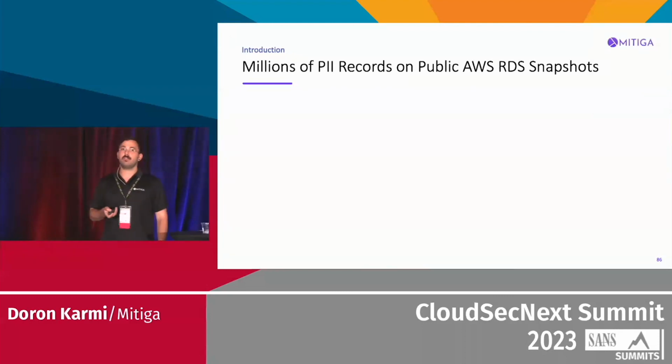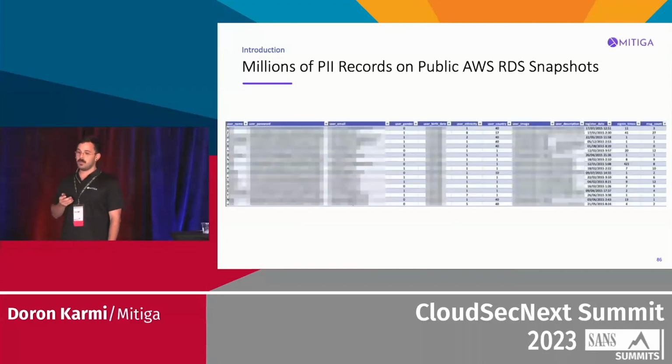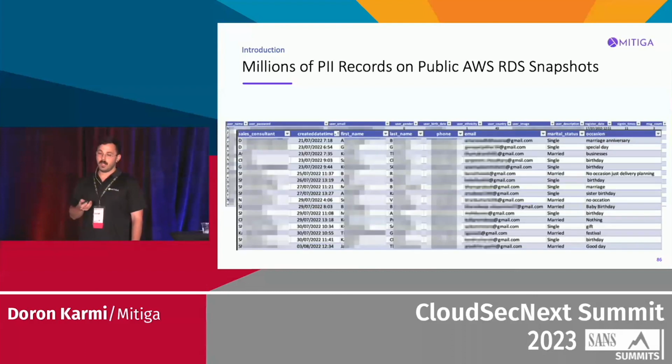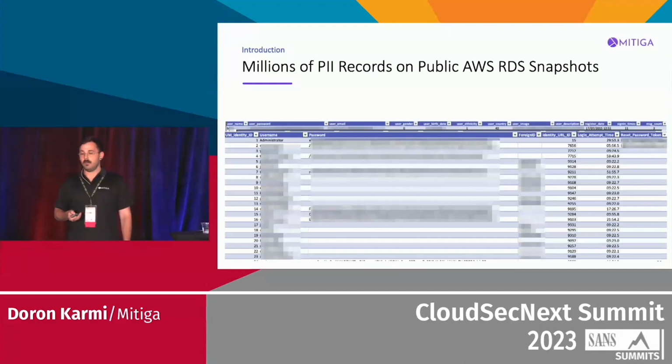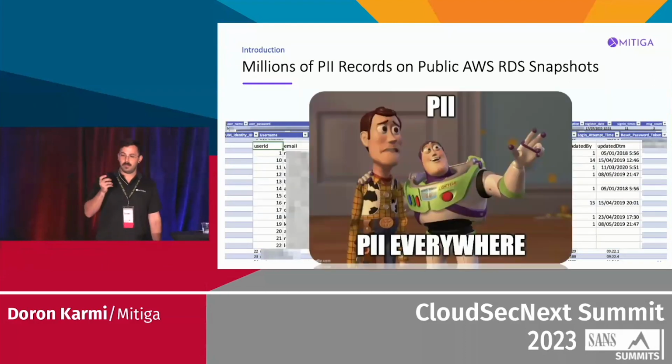So we said that we found millions of PII records on public AWS RDS snapshots, and these are just some of them. What we can see are examples of tables that we found out of those databases: username, user password, user email, user gender, birthday, email, phone number, marital status. We can see ID numbers, a token, administrative password, and more and more examples.